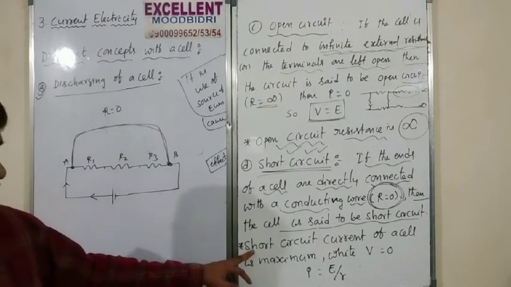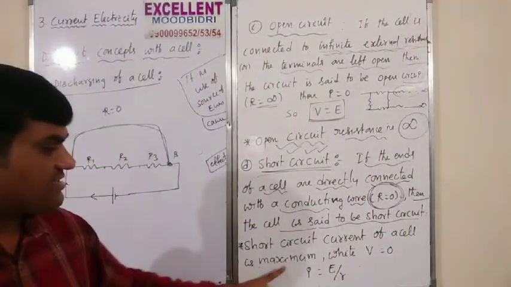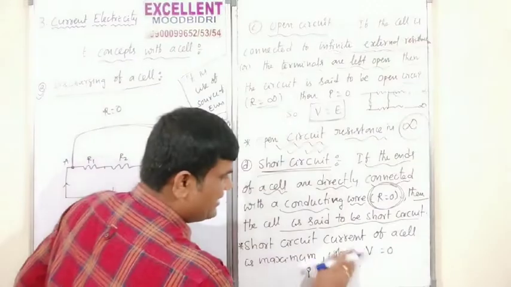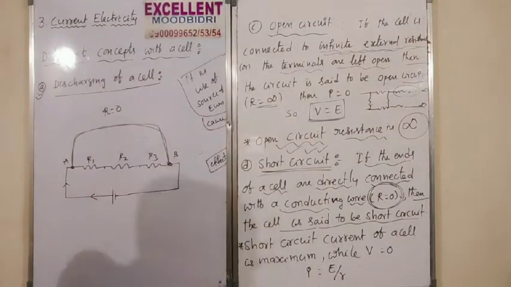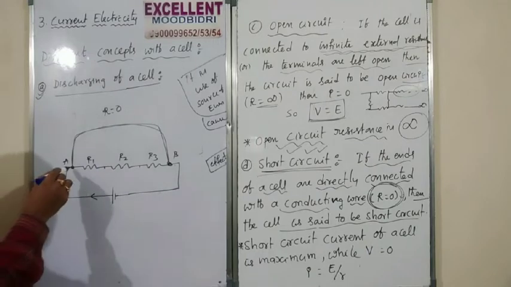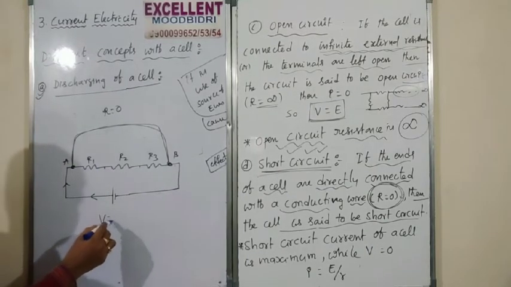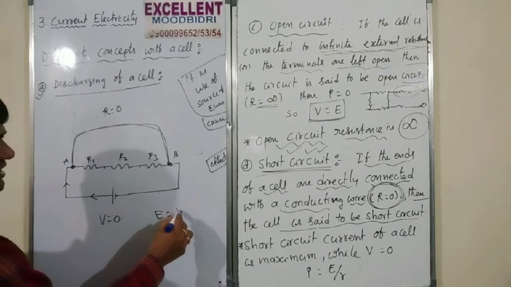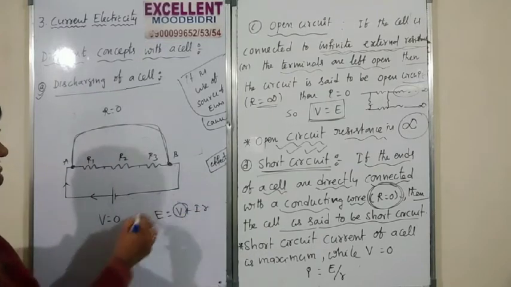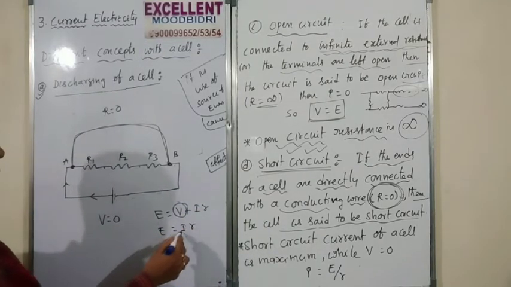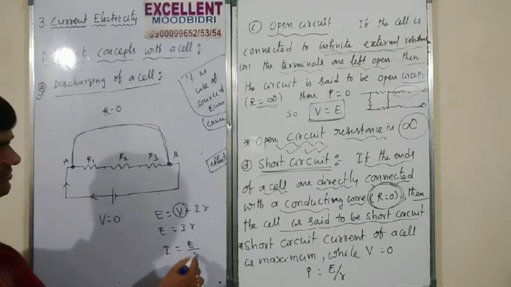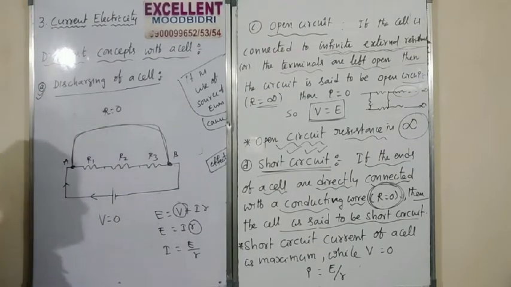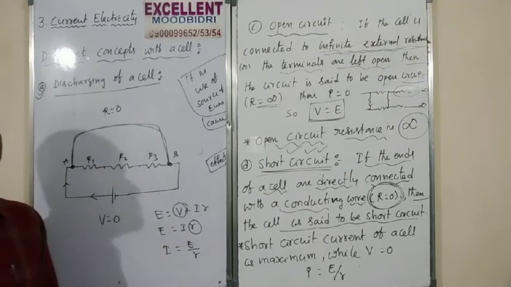Alright, and also remember this point: the short circuit current of a cell is maximum while V is equal to 0. That means the terminal potential is equal to 0. With the conducting wire, at short circuit time, the terminal potential is equal to 0. Therefore the formula, you know, E is equal to V plus I into R only. V is equal to 0 means E is equal to I into R. So I is equal to E by R. The internal resistance is a very small value. That's why I is maximum. Right?